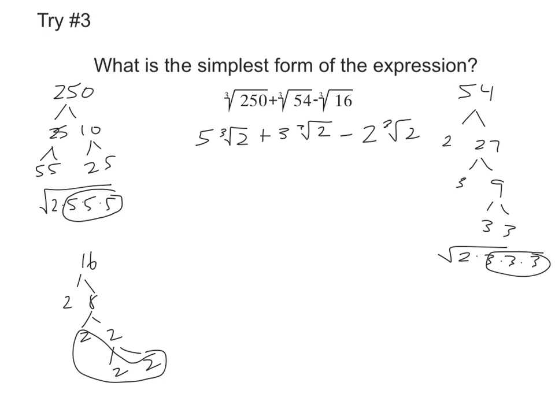So once again, they all have the same ending. They're all cube roots of 2. So that's 5, 3, and 2. So 5 plus 3 is 8. 8 minus 2 is 6. So this is 6 cube root of 2.